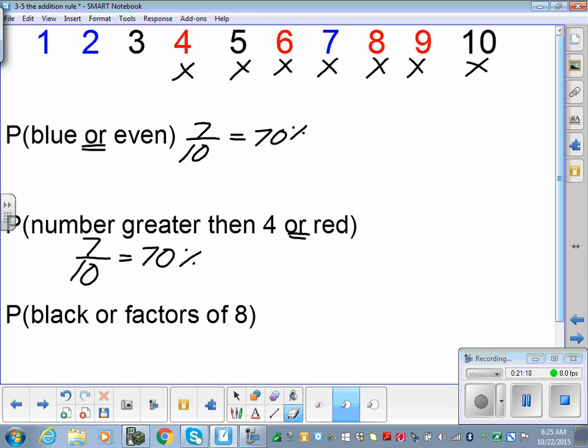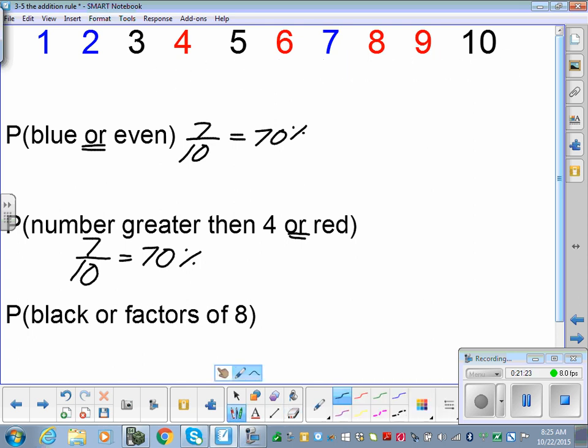All right, last one. Let me erase this real quick. Black or factors of 8. So I'm going to go through and cross out blacks because they get to come.